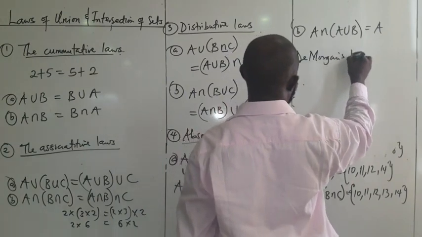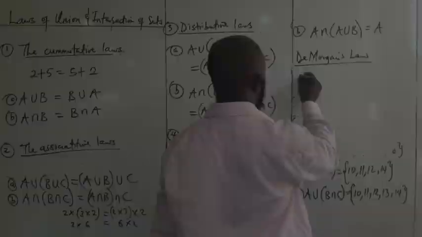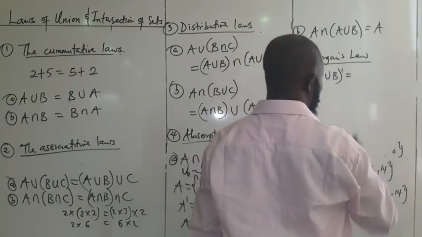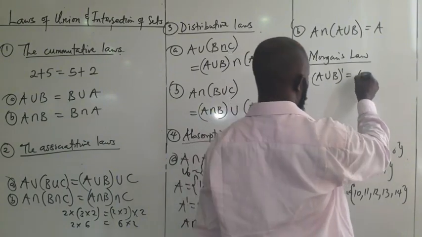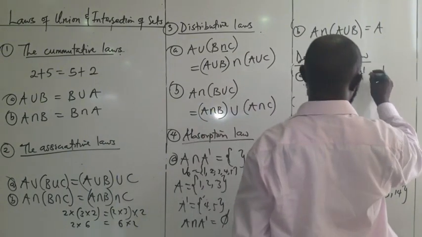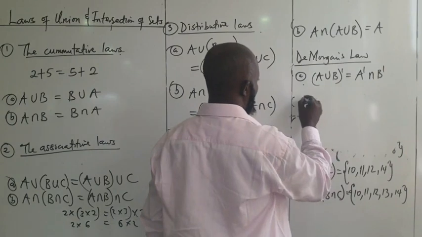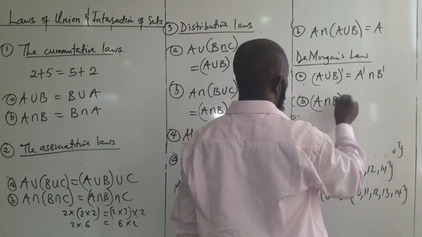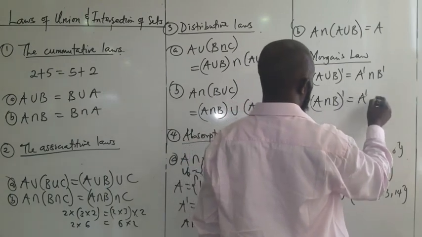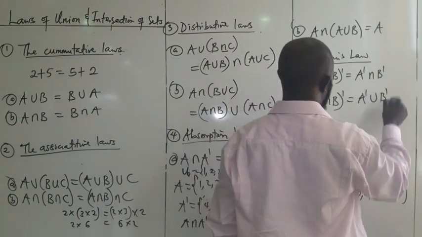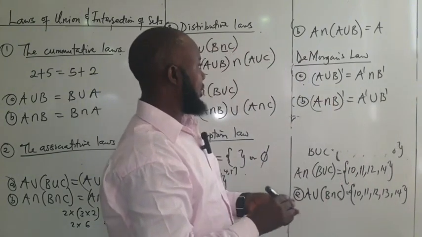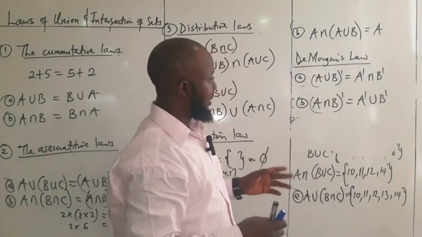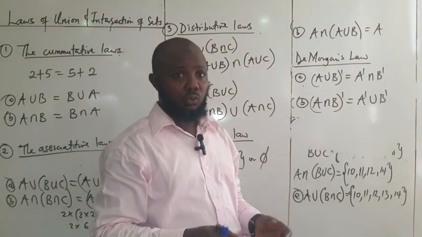DeMorgan's law. So this is the last one. First one is A union B complement, the same thing as A complement intersection B complement. And the second, A intersection B complement is A complement union B complement. And just the opposite of it. So this and this are the same. So we are going to look at an example on this, how to apply this.